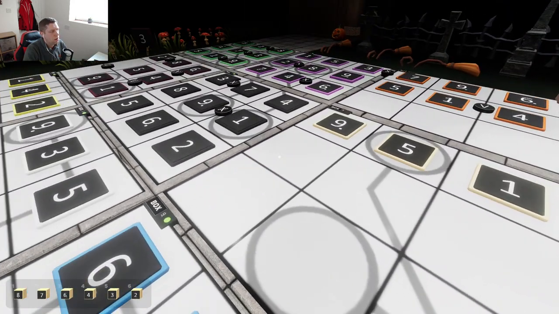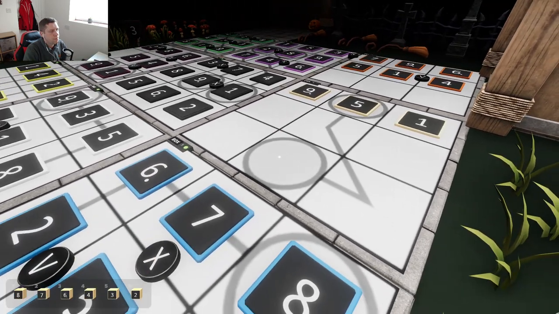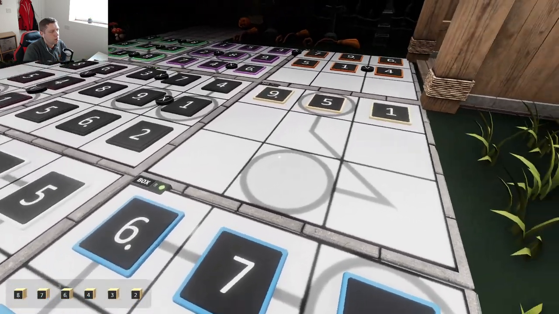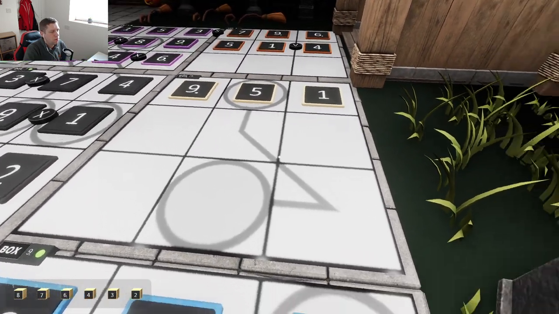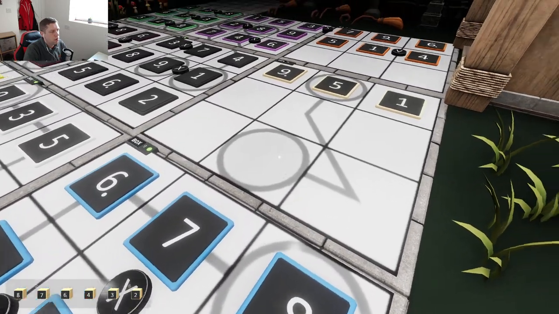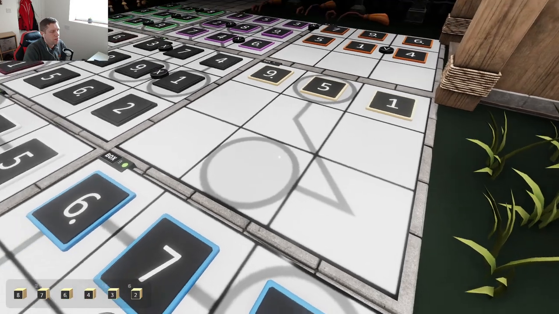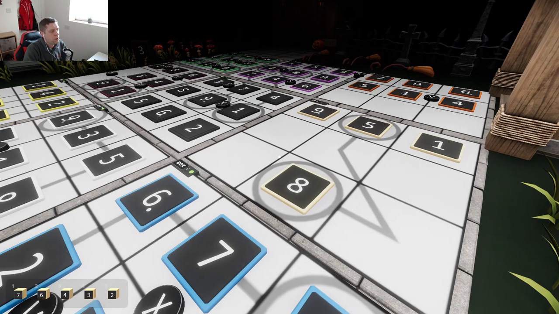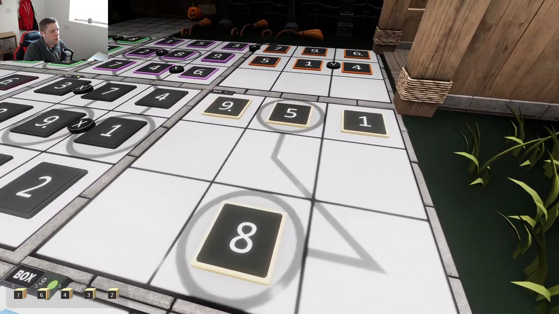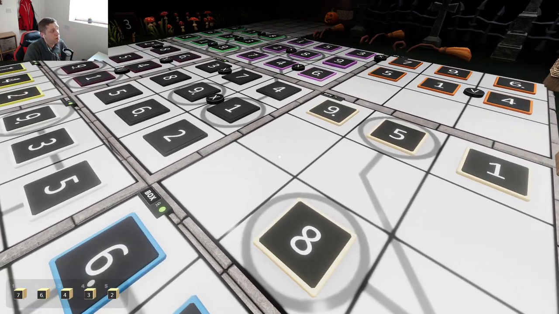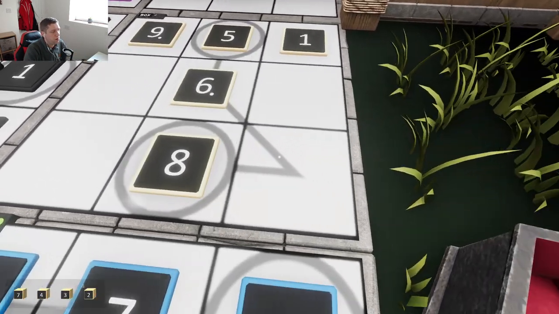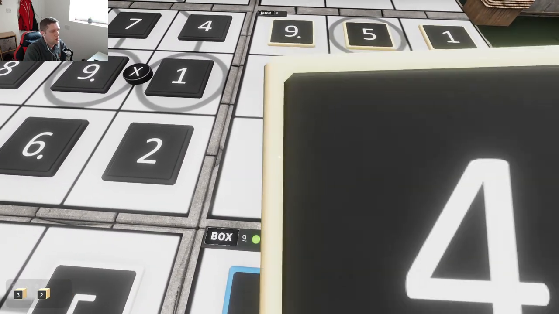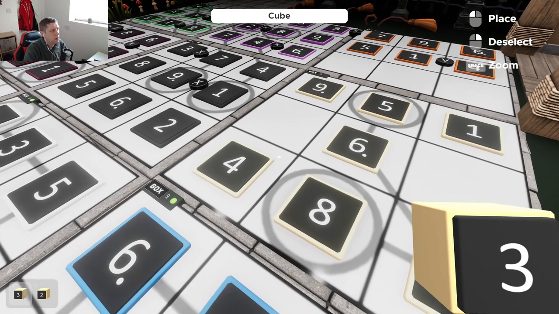1, 2, 3, 4, 5, 9. Let's think. 4, 3, 2. 4 and 3, so that's got to go up. 6, 7, 8. This has to be an 8. 1, 2. 2's in the central. 2, 6, 7. Well, we know that 6 can't go there, so that's the 6. That becomes a 7. We have a 4 there. We have a 3.